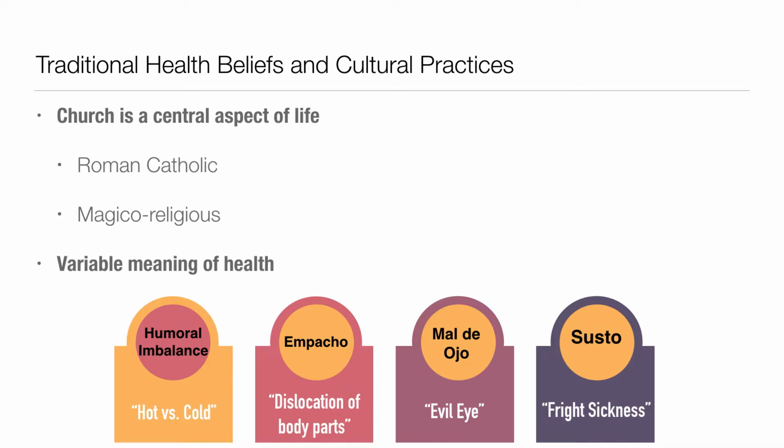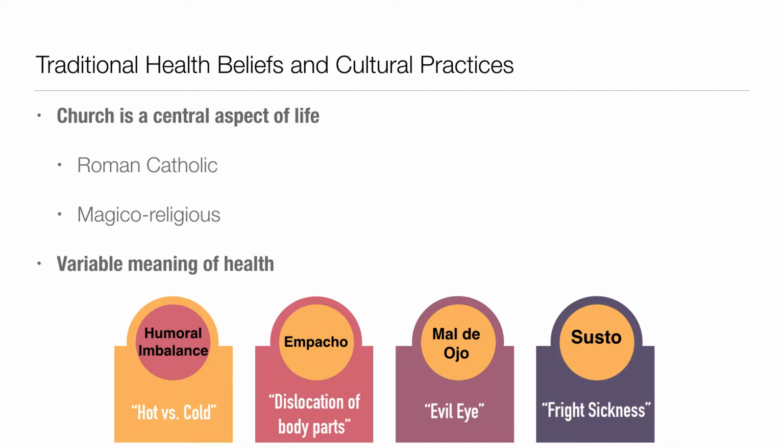Another view of health would be the mal de ojo, which is the evil eye, where an illness is caused when someone looks with admiration or jealousy at another person. Folk remedies include saying a prayer while passing an egg over the victim's body, then placing the egg in a bowl under the victim's bed overnight.